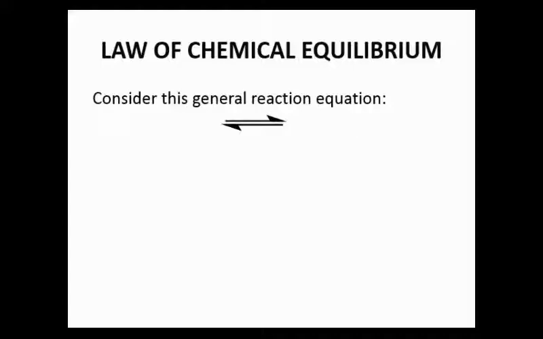From the definition of the law of chemical equilibrium, we can write the definition in the form of a simple formula. For example, consider the general reaction equation. We have reactants A and B, and the reaction produces products C and D.